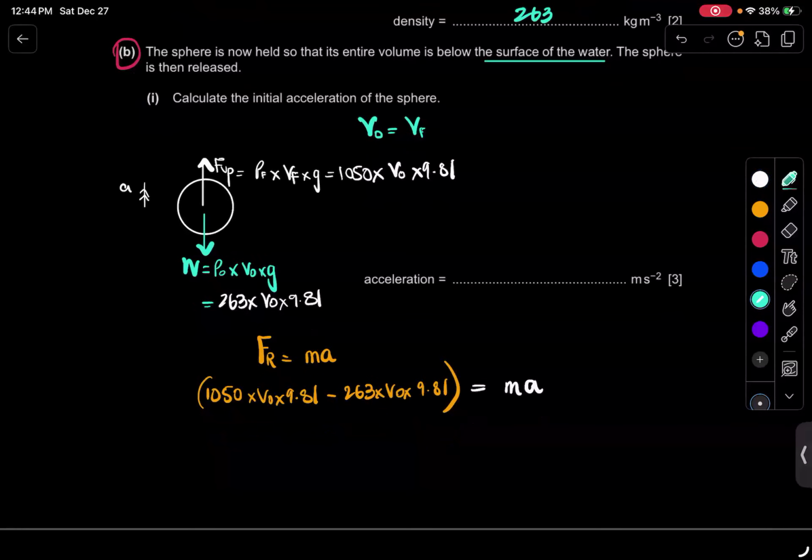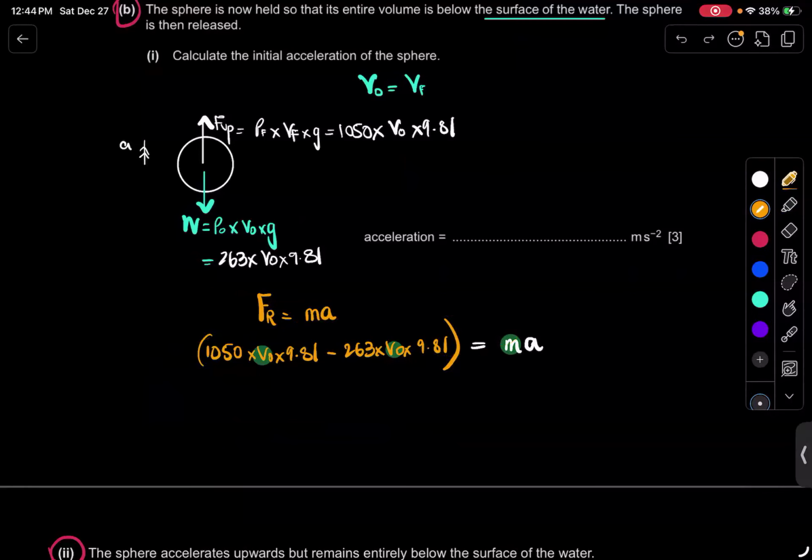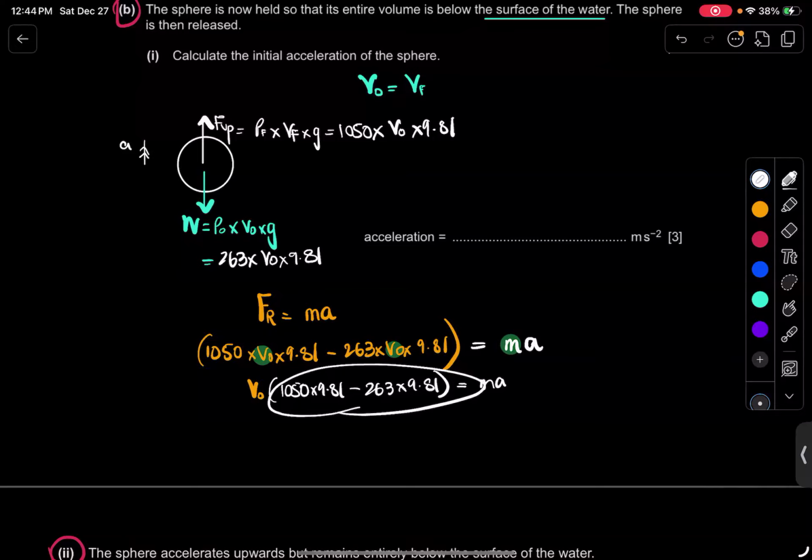So the problem is I have two unknowns. I have mass unknown and I have V naught unknown. Let's take everything else as common. If I take V naught as common, then that leaves me with 1050 into 9.81 minus 263 into 9.81 equal to mass into acceleration, right? So we want to find out the acceleration. Hmm, how to find out the acceleration now? Let's find out this expression first.